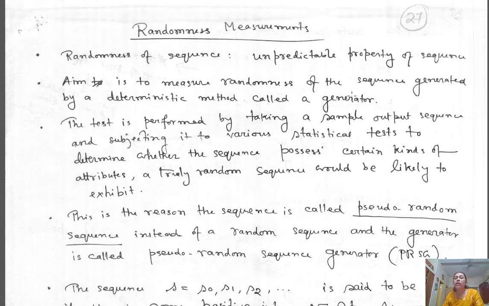By LFSR or NFSR, I generated a random sequence. Now I have to measure the randomness of the sequences. It is generated using a deterministic algorithm. This deterministic algorithm is called a generator. LFSR is one type of generator. There are several other generators.